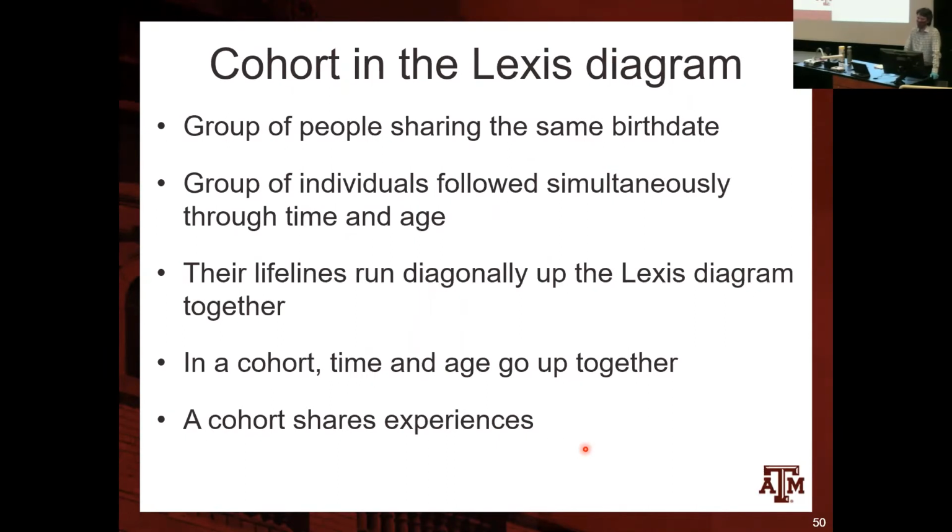So how do we see the cohort in the Lexis diagram? We talked before about cohort and now about the Lexis diagram. So a cohort is a group of people sharing the same birthday. In this case, we are talking about a birth cohort. These are groups of individuals followed simultaneously through time and age, and their lifelines run diagonally up the Lexis diagram together. In a cohort, time and age go up together. And a birth cohort shares the same experiences, as we mentioned before.